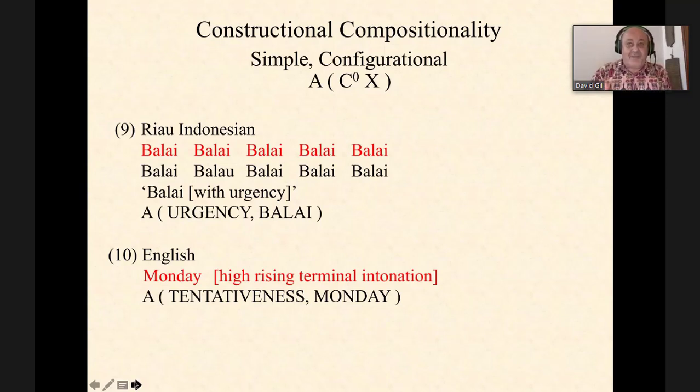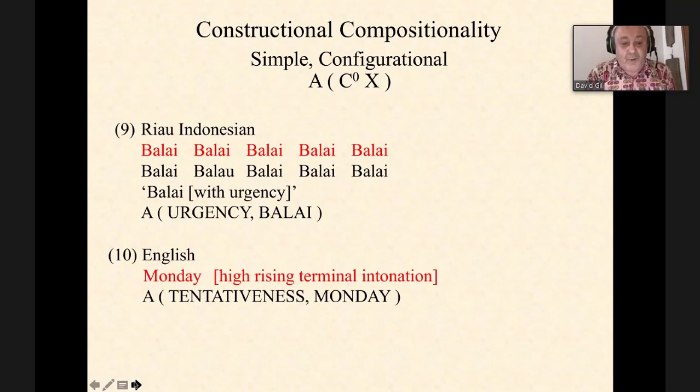The boat's about to leave, he's desperate to get more passengers, so repeating it basically increases his chance of getting more passengers. So you can think of this as being compositionality involving a word, but also a configuration, the configuration here being repetition.